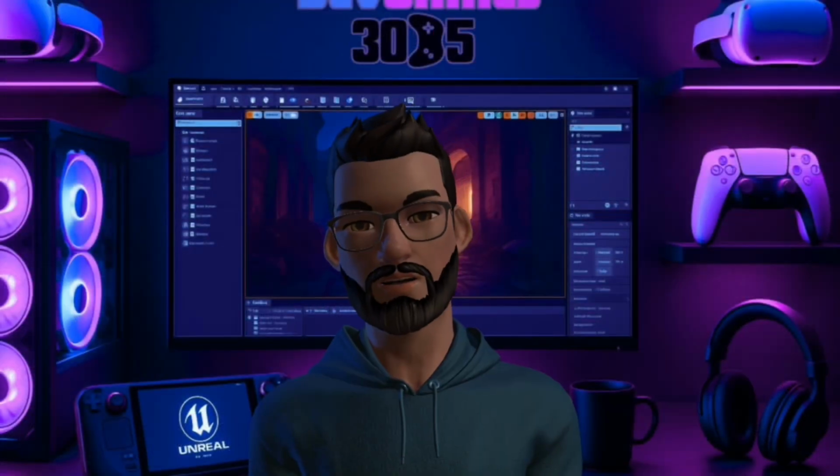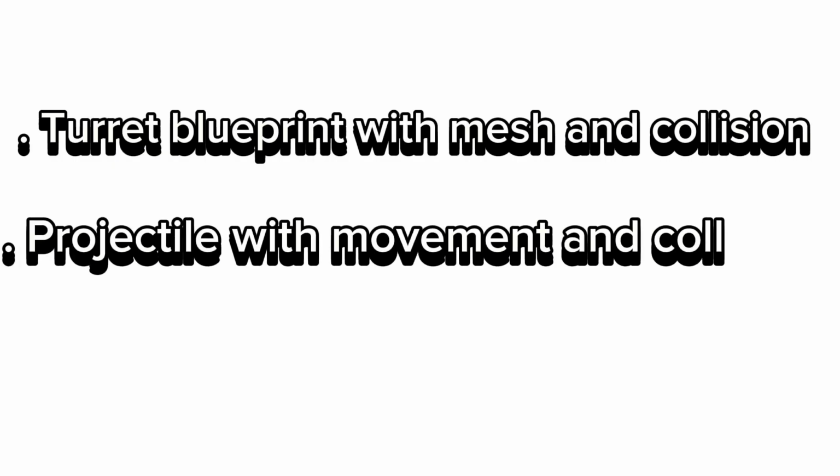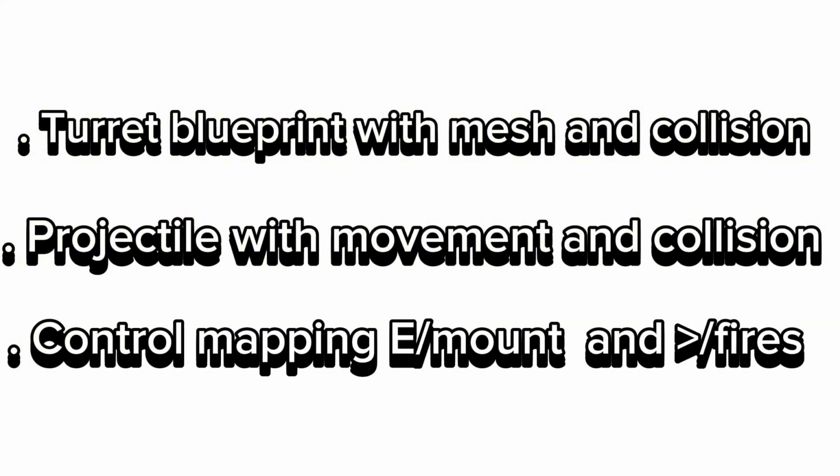Start out with a third-person template. Set up a turret blueprint with a mesh and collision. Then I'm gonna make a projectile with a movement and collision. Then I'm gonna map the controls so E lets you mount the turret and left click fires.